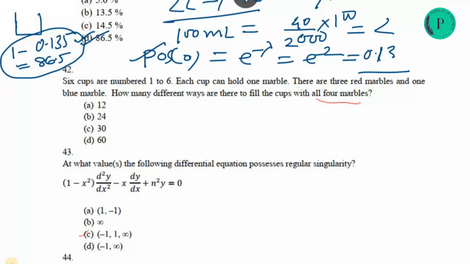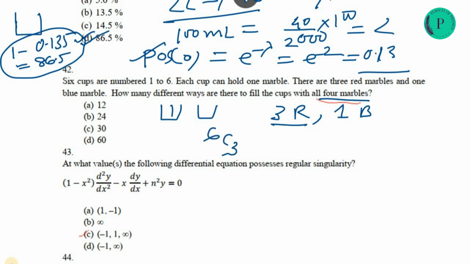So the next problem is also about probability distribution. There are 6 cups, numbered 1 to 6, and 3 red balls and 1 blue ball. How many different ways can we fill all 4 marbles? We have 6 cups, and for the red balls we can choose 6C3, and we have 3 cups left, so 3C1. If you work it out, you will get 60.